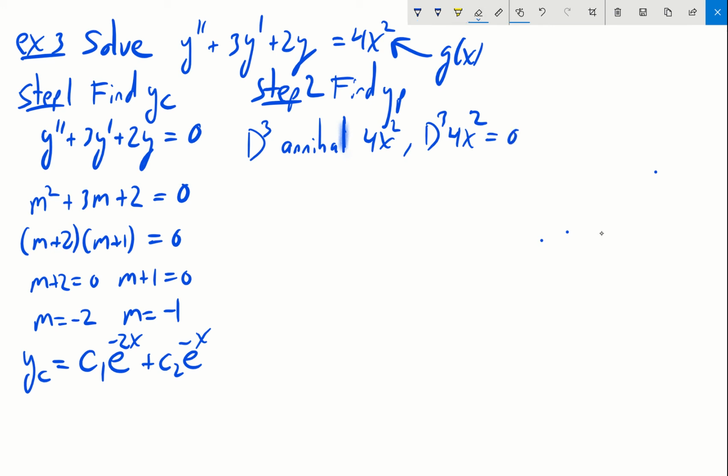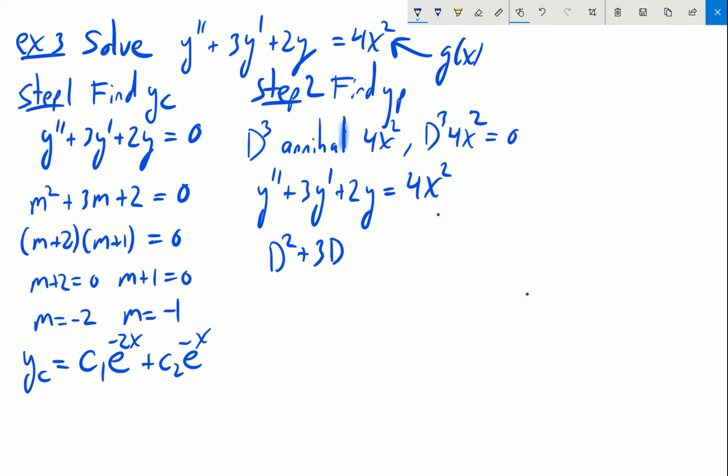So we're going to take this differential operator, D cubed, and then apply it to both sides of our original differential equation. But before doing so, let's go ahead and write that original differential equation in operator notation. It's y double prime plus 3y prime plus 2y. That's the second derivative plus 3 times the first derivative plus twice the original function. And this is equal to 4x squared.